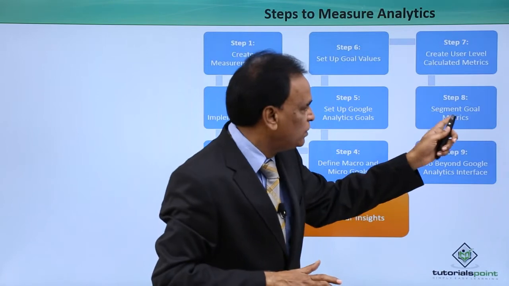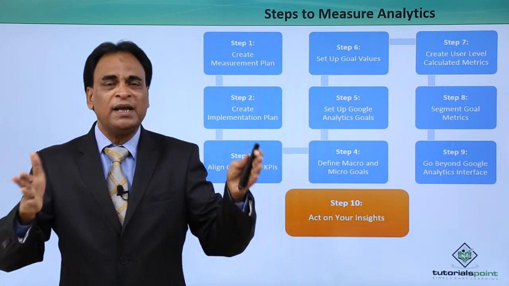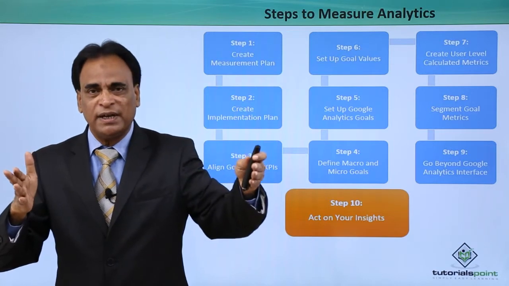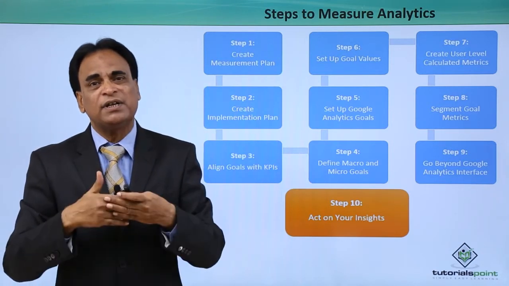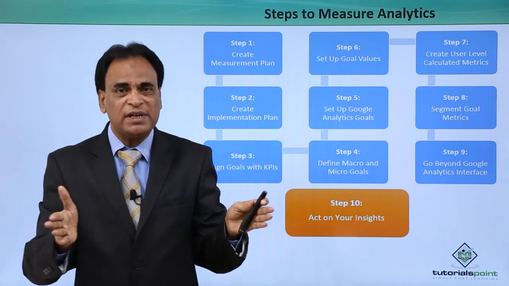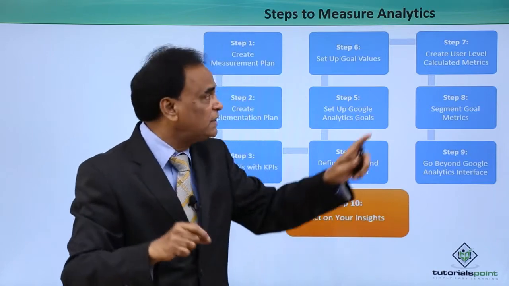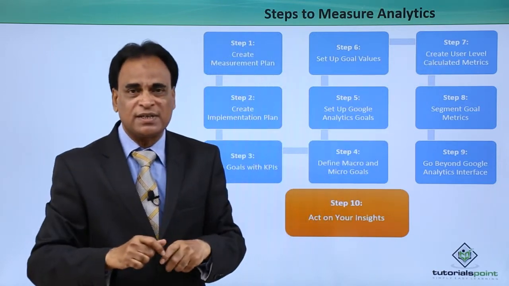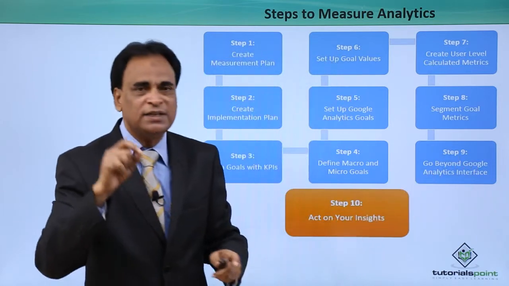Then you go into the segmentation of the goal metrics. You have to segment in terms of the demographics, in terms of the geographics, in terms of the total traffic that is coming to your website. The segmentation process happens when you set up the goals related with the traffic metrics that are coming to your website. Then you go beyond the Google Analytics interface.